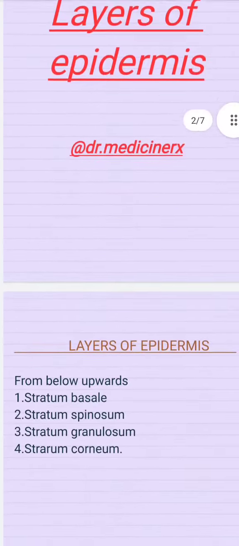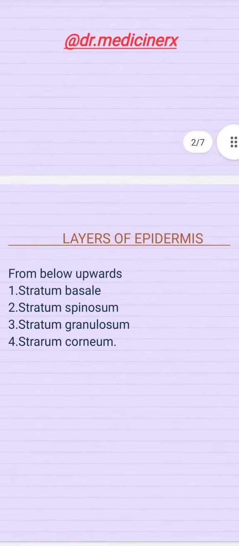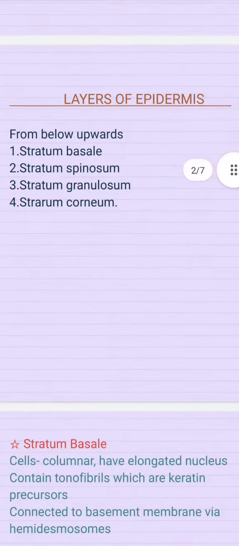In today's video we'll be discussing a very simple yet very important topic, that is the layers of epidermis. As we all know, the layers of epidermis from below upwards are stratum basal, stratum spinosum, stratum granulosum and stratum corneum. Of course, there's another layer, the stratum lucidum, about which we'll be discussing at the end.